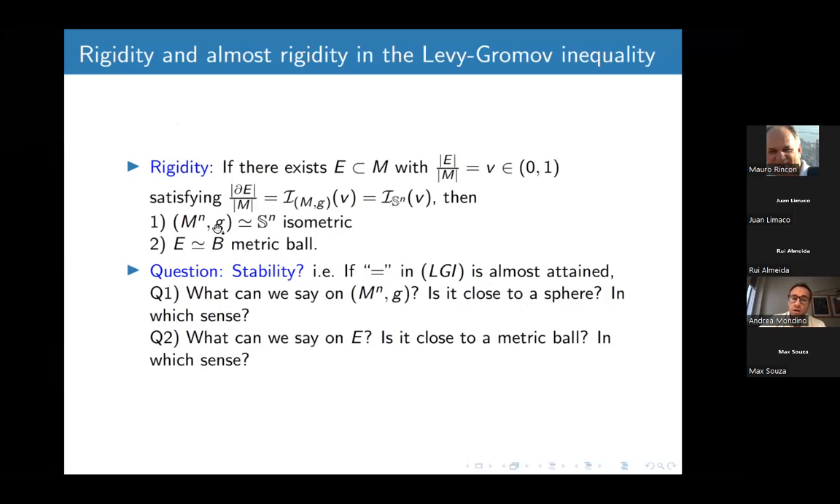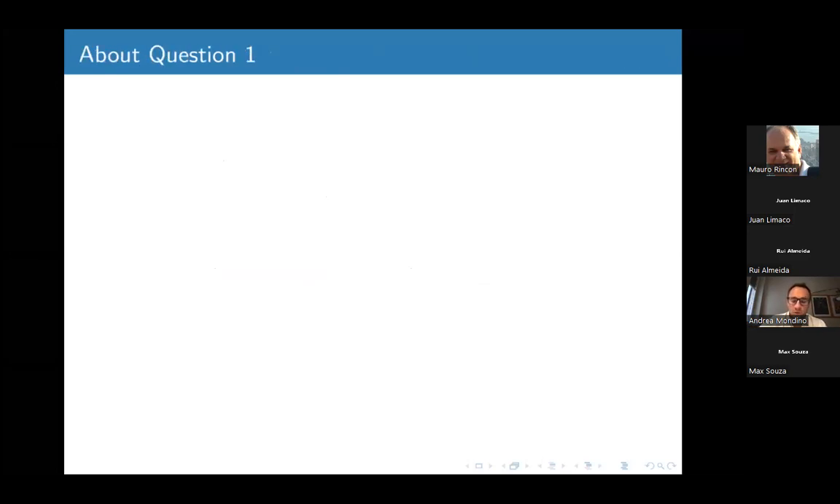When equality is attained, then the manifold is exactly the sphere. If equality is almost attained, we expect the manifold to resemble the sphere or to have some property of the sphere. And the same for E: we expect E to be close to a metric ball or to have something in common with a metric ball. This is the rough idea that I want to investigate in the next few slides.